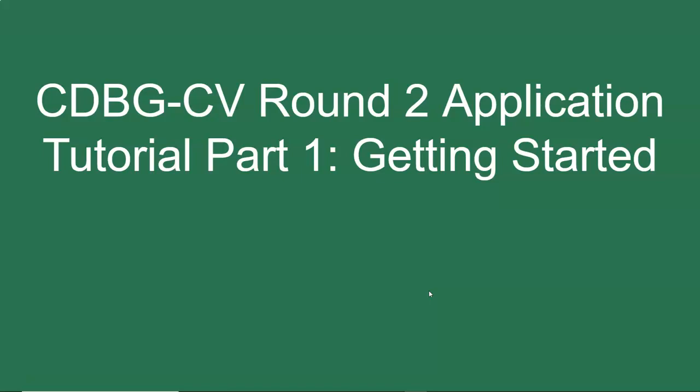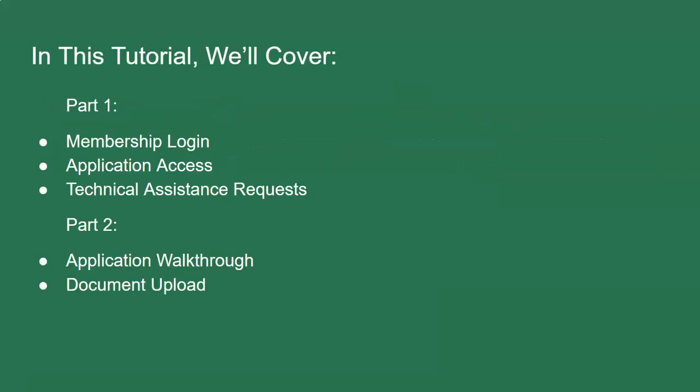This is part 1, getting started, of 2 parts, where I will show you how to create a membership login on the Vermont CDBG-CV website, how to access the application once you've created an account with the system, and how to send in a technical assistance request if you are having any problems with the application process. In part 2, we will walk through the application itself, and I will show you what documents you might need, where to upload them, and how to fill out the fields for the application.